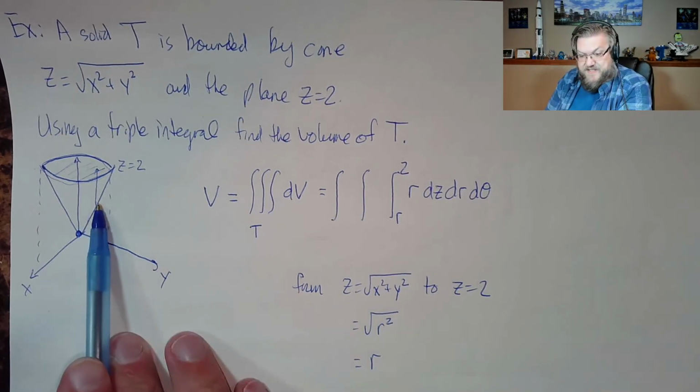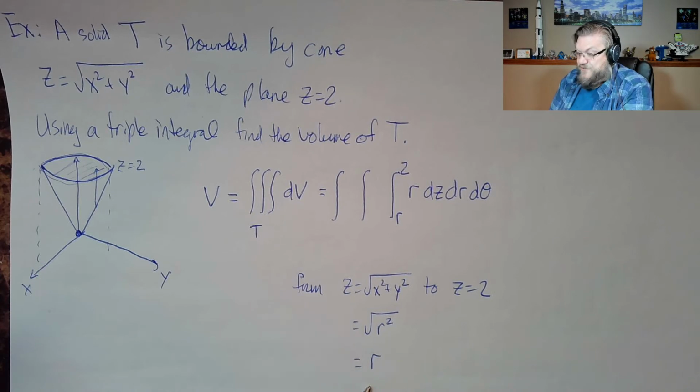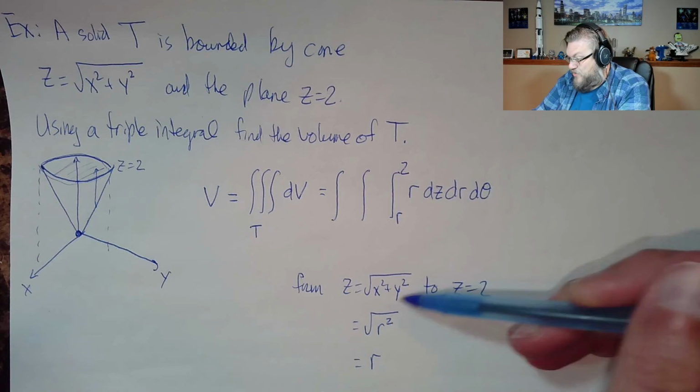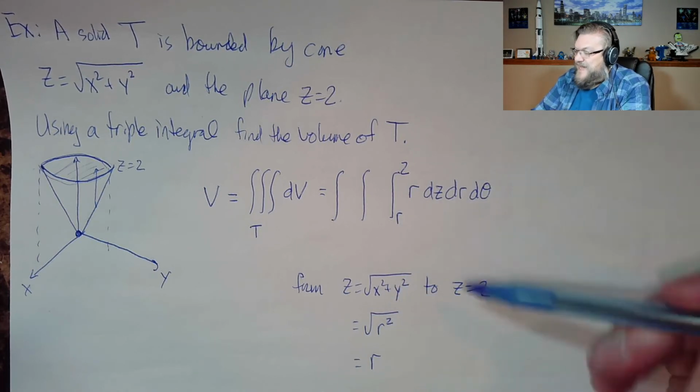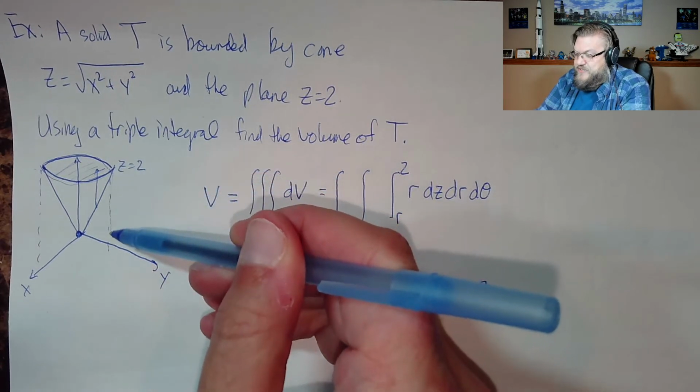So that bottom surface in cylindrical is just described as z equals r, right? And so that makes this integration really easy. No more square root. That's beautiful. It's wonderful, right? Now, project this down into the xy plane.